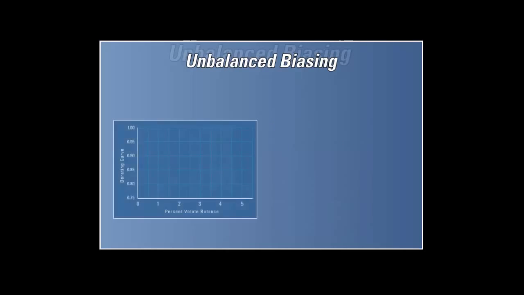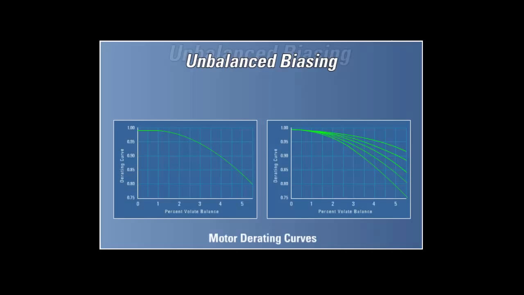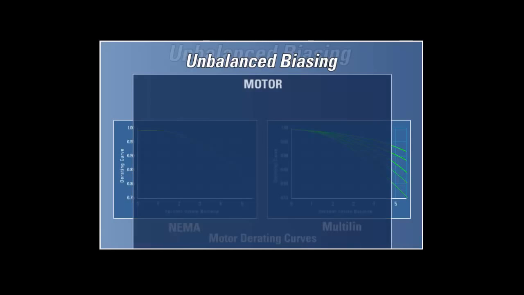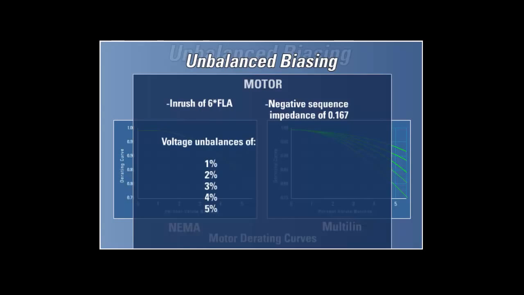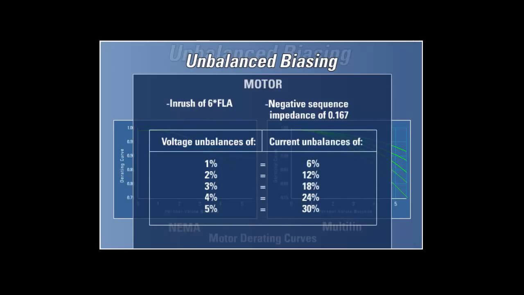The K factor. The graph on the left shows recommended motor derating as a function of voltage unbalance as recommended by NEMA, the National Electrical Manufacturers Association. Assuming a typical induction motor with an inrush of 6 times FLA and a negative sequence impedance of 0.167, voltage unbalances of 1, 2, 3, 4, and 5% equal current unbalances of 6, 12, 18, 24, and 30% respectively.